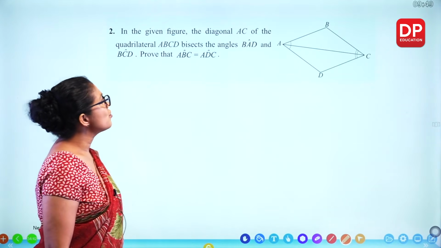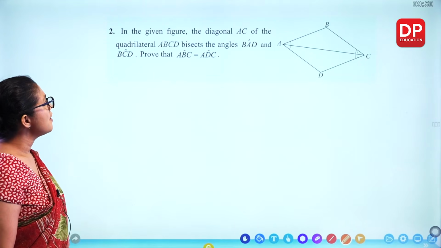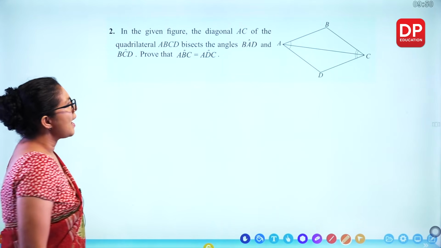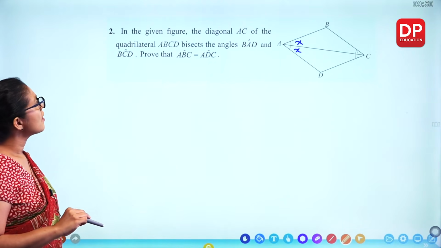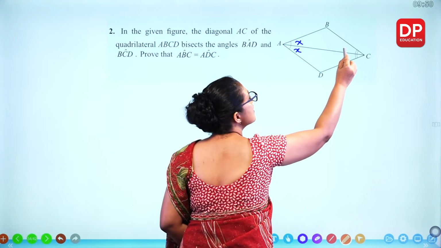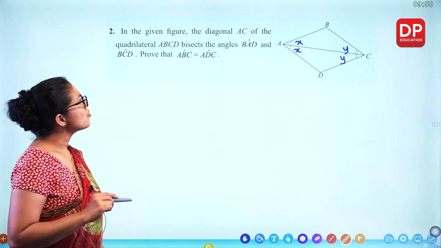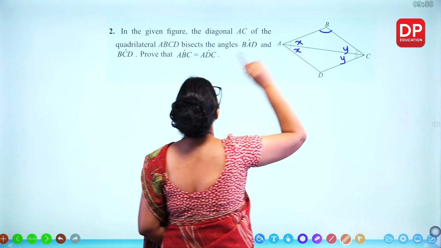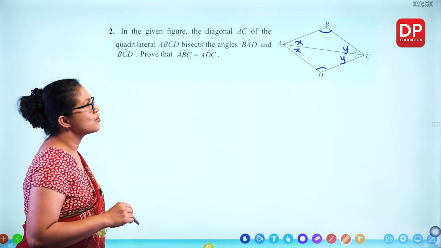Now look at question number 2. It says in the given figure, the diagonal AC of the quadrilateral ABCD bisects the angle BAD. That means if this is X, this is also X. And BCD angle also bisects. That means if this is Y, this is also Y. Now you are asked to show that ABC angle, this angle, is equal to ADC angle. So that's what you need to show.